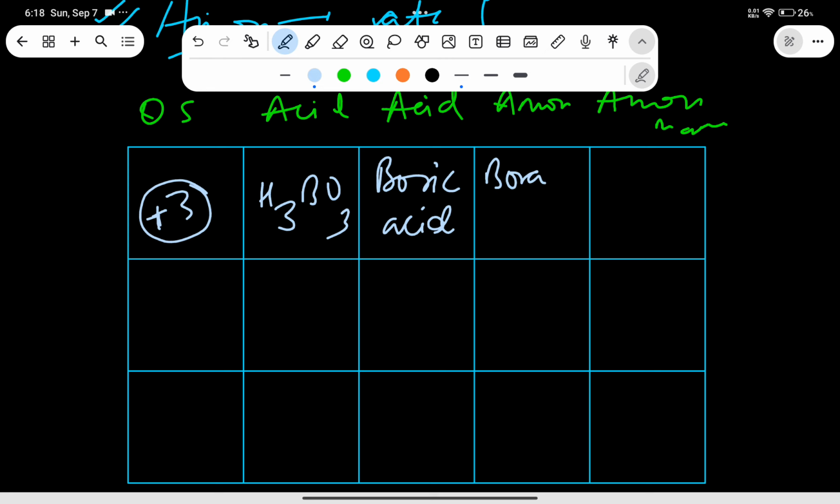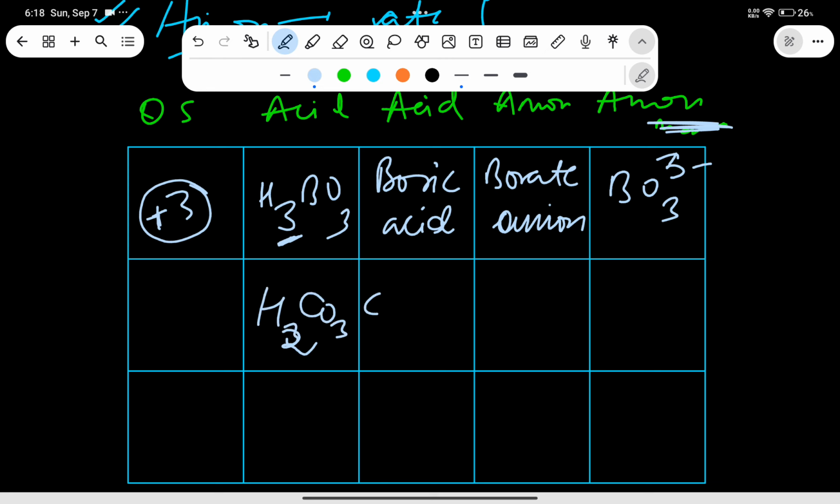Borate anion. Then the anion formula would be BO3, and whatever number of charge hydrogen would have, the anion would have the same number of charge, but with a negative sign, so it would be 3 minus.